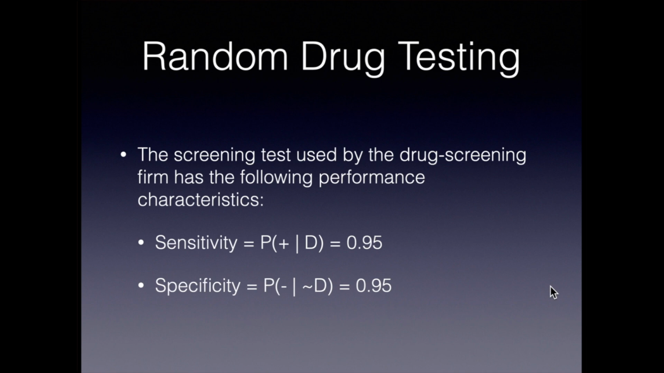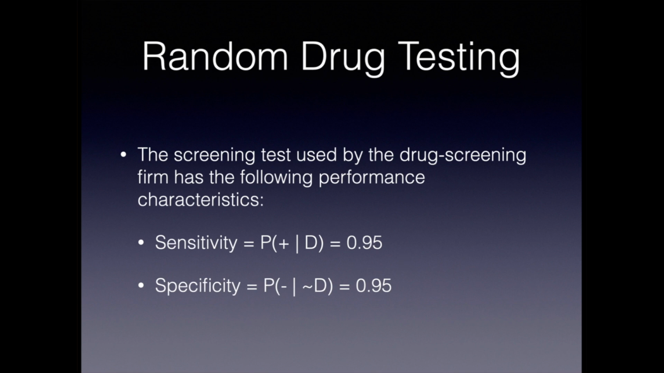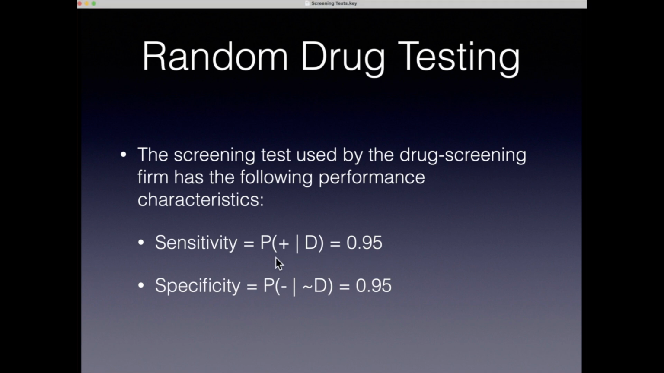Let's assume that the drug screening test has a sensitivity of 0.95. Right? That is the conditional probability that the test comes back positive given that the person is a drug user. So in other words, if the person is using the drug, then the probability that the test detects that is 0.95. All right, so we've got a 95% chance of detecting when somebody is in fact a drug user. That's a kind of a loose way to say that.